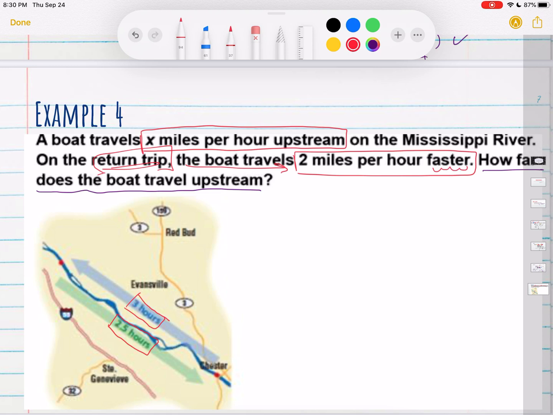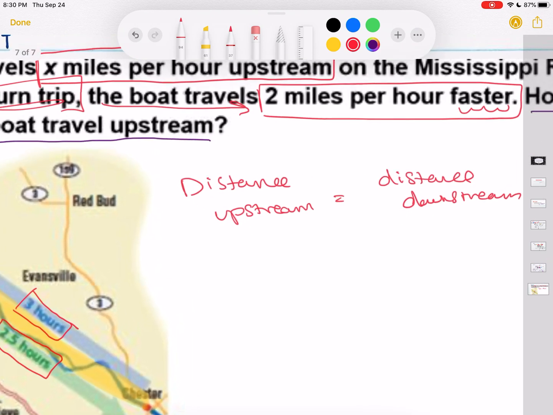What do I know that can help me write an equation? Let's pull up our highlighter. This distance right here that they're traveling is the same, right? They just traveled upstream and then they traveled right back. This is the same distance. So the distance upstream equals the distance downstream.